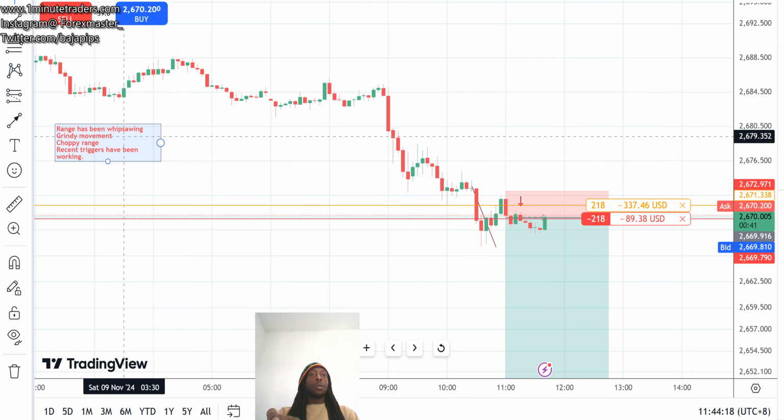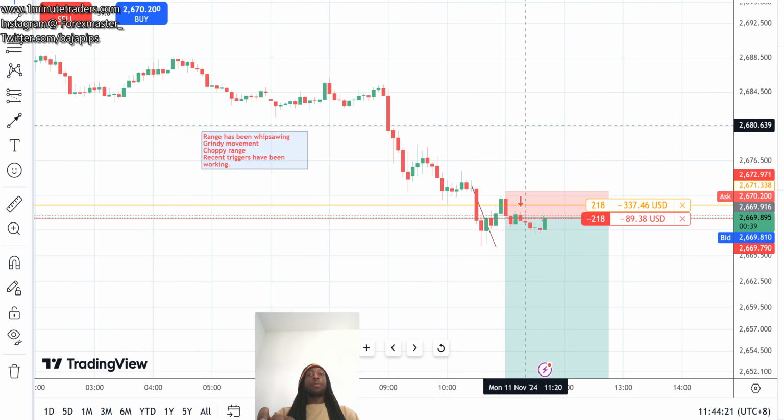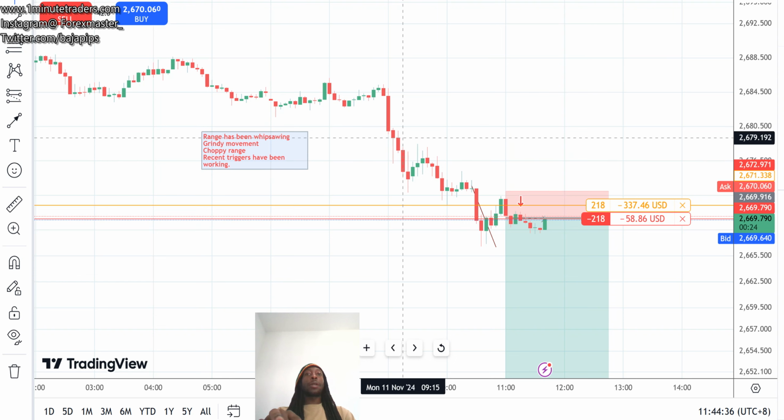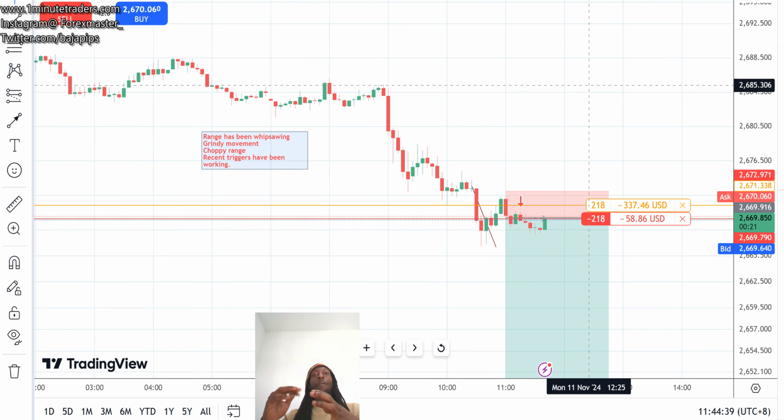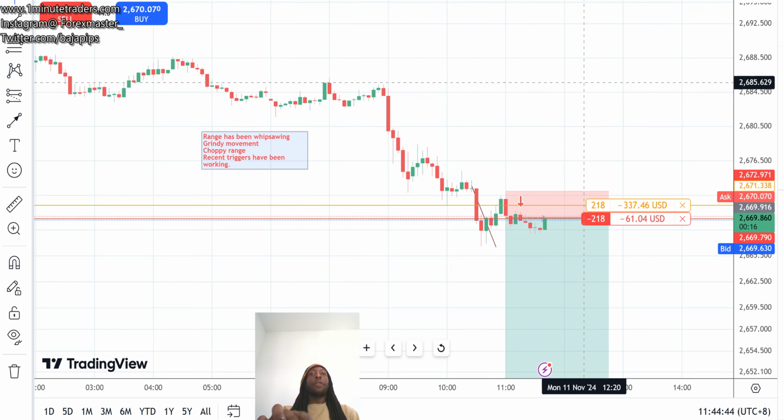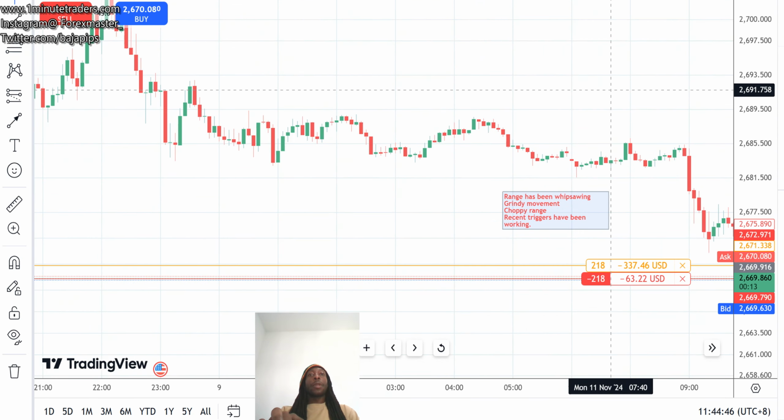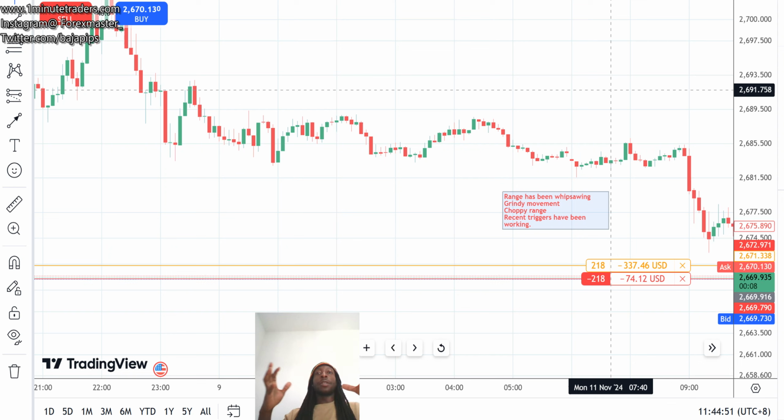What did I note from before? You see this note right here? This is why I gave myself extra space as well. I noted range has been whipsawing, grindy movement, choppy range. Recent triggers have been working. Recent triggers, that's my offense right there. Recent triggers have been working. That's the most supporting evidence of this working in my favor, just the recent price movement. But if you look at the overall picture, this is ugly, and I don't like this. It's only because I'm starting to see it work out that I took this trade.